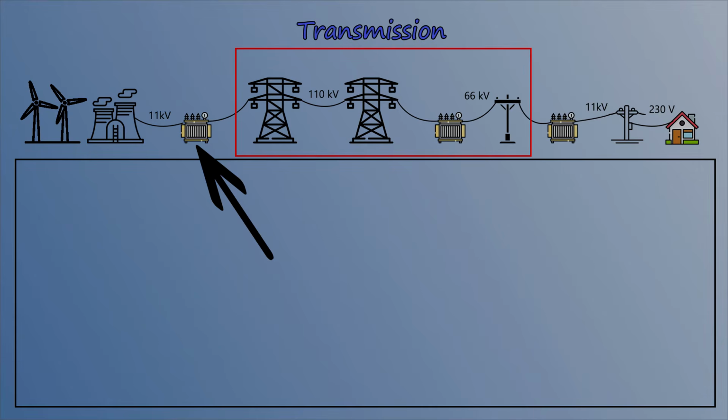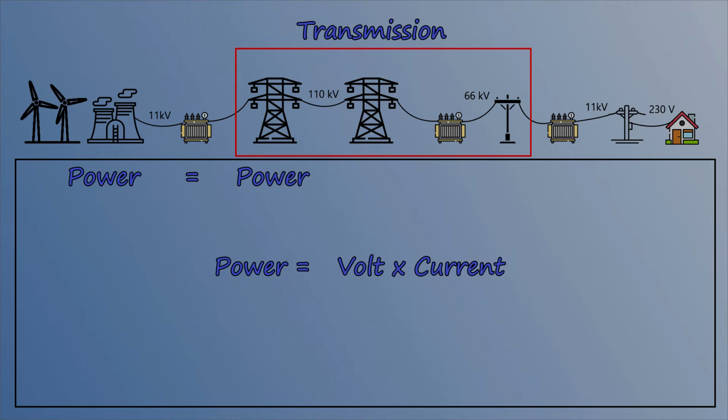The power before and after the transformer that steps up the generation voltage is equal. For example, if you are sending 1 megawatt of power to the transformer, it will still be 1 megawatt before the transformer and after the transformer. So the only thing that changes is the voltage, and the formula for power is voltage multiplied by current. By stepping up the voltage, we increase the voltage, so to maintain the same power, we need less current.